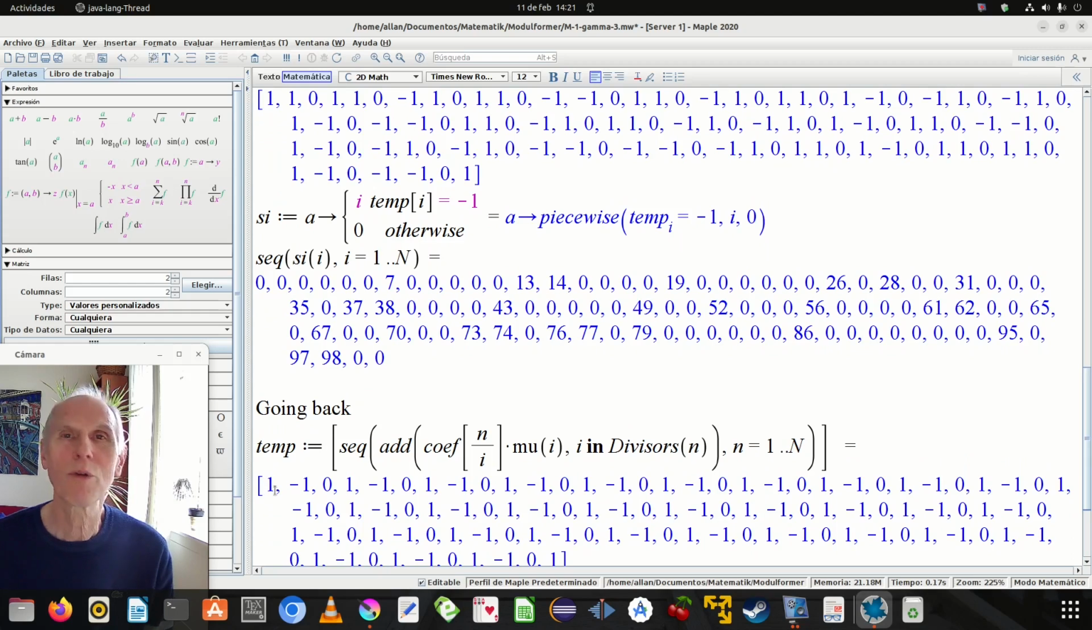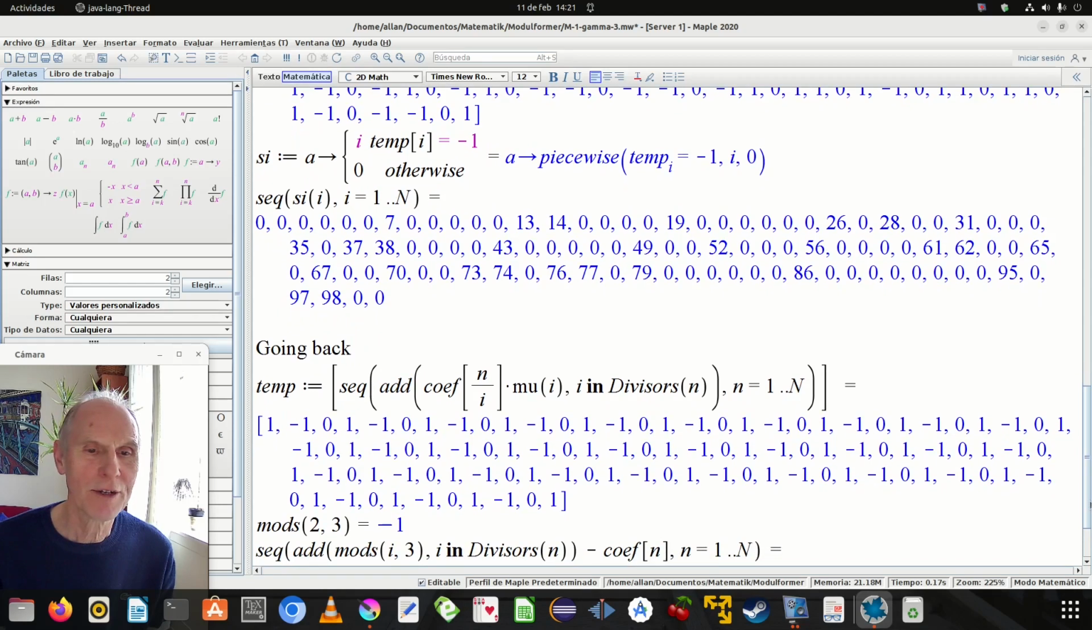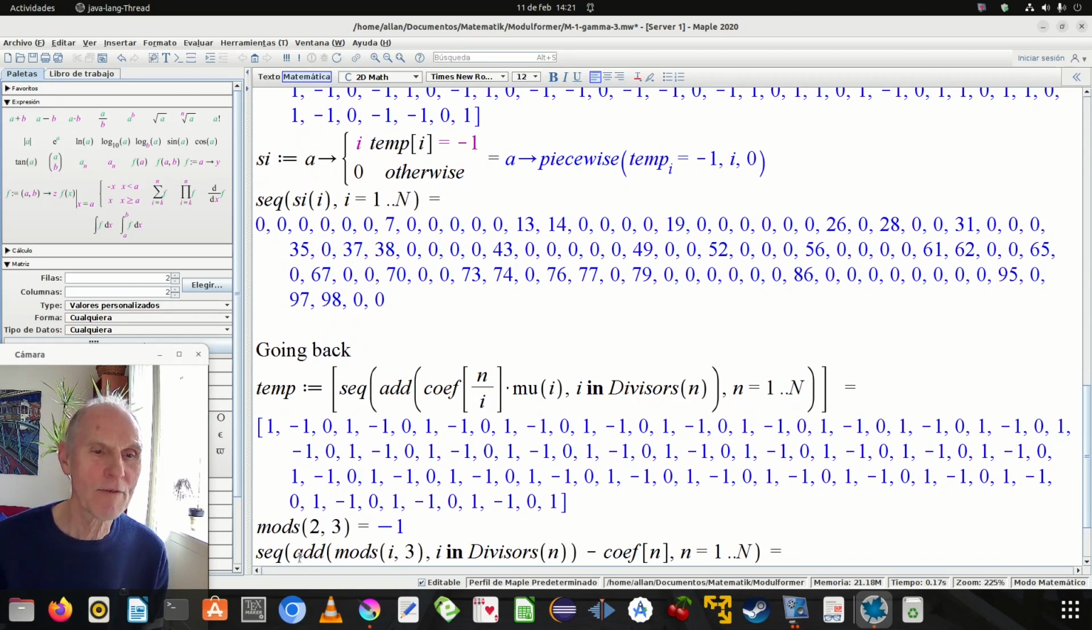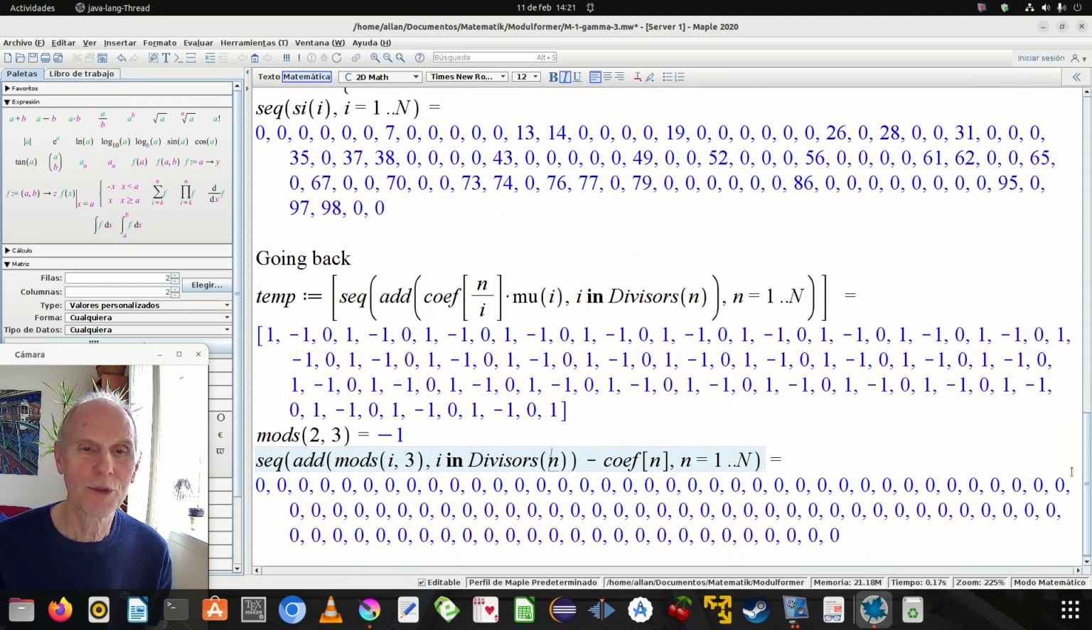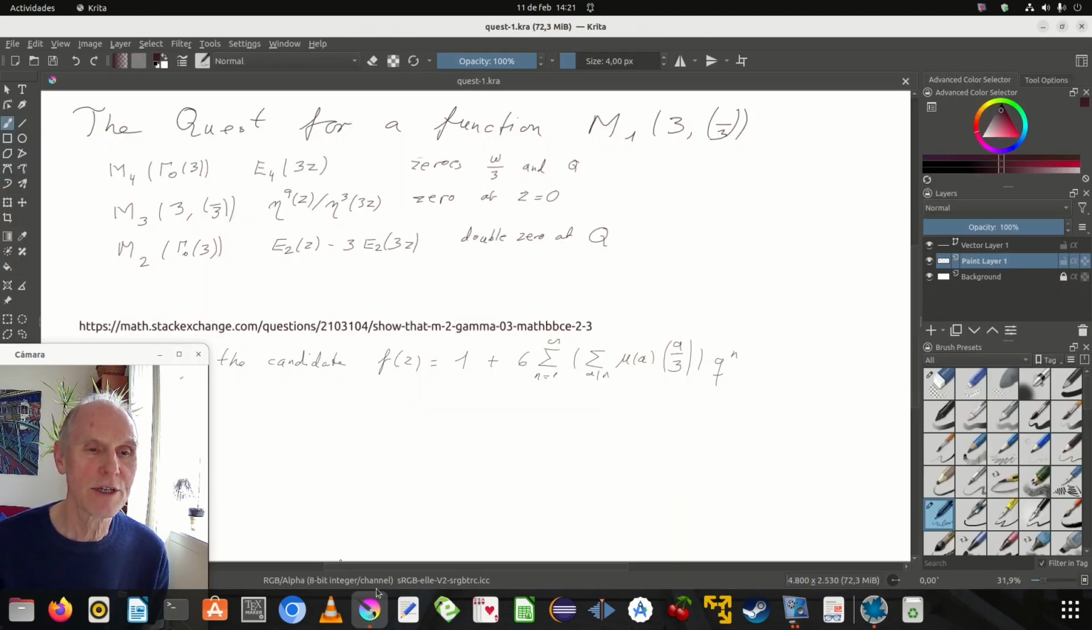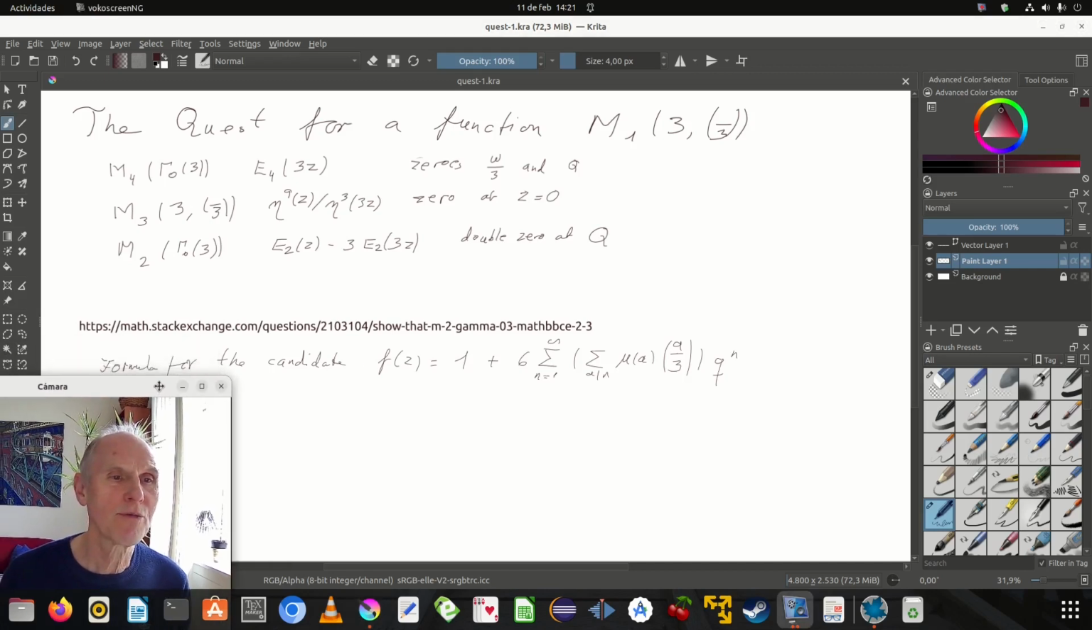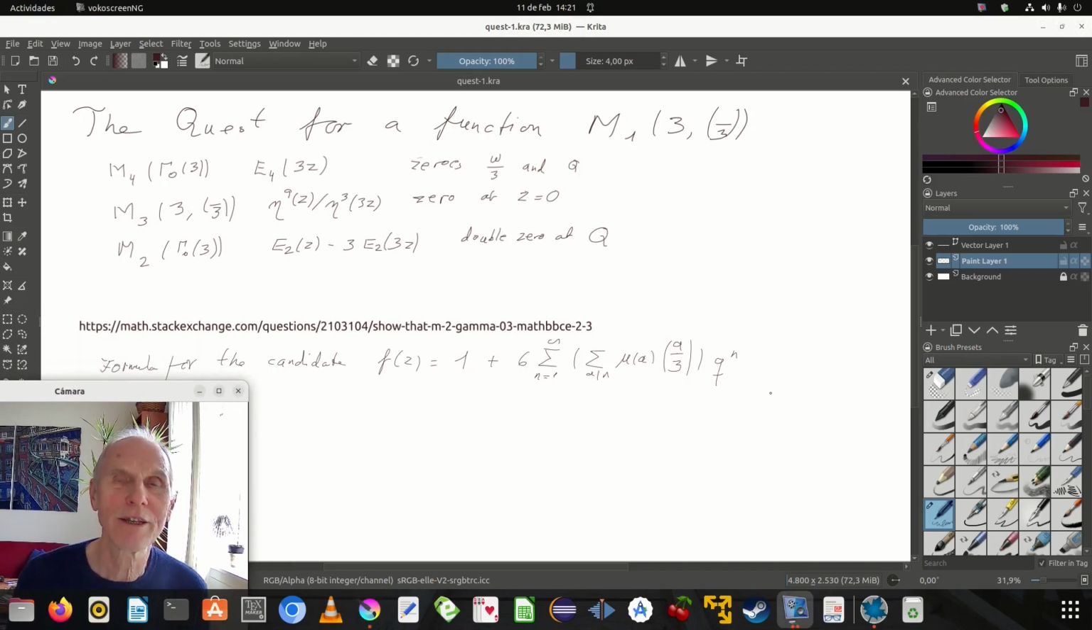the Legendre symbol n over 3. And that means that the coefficients simply come by adding the Legendre symbol of all the divisors of n. So I computed that, added them, and then subtracted the coefficient to see that we got naught, and we did. That was the work of yesterday, where I was actually able to find the formula for the candidate.